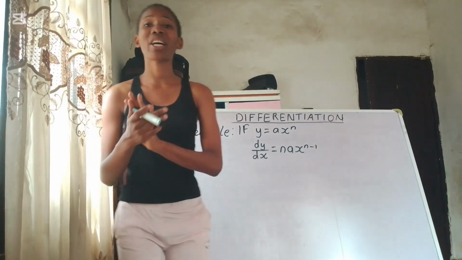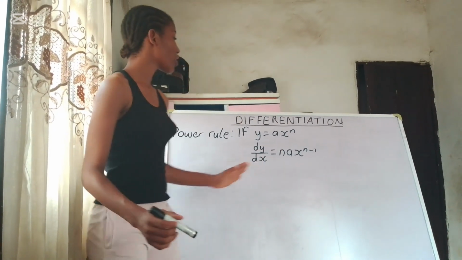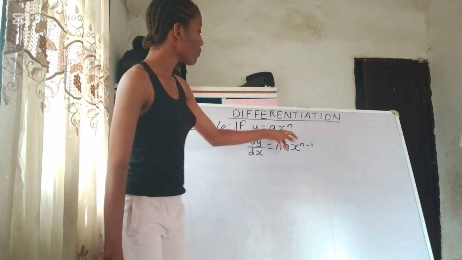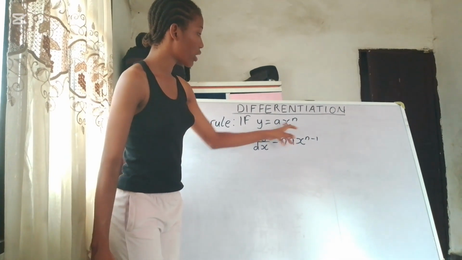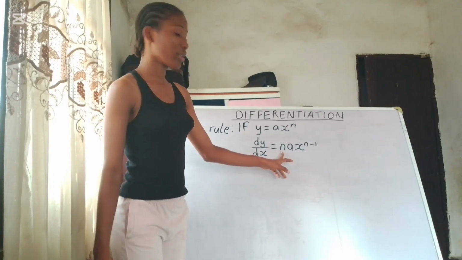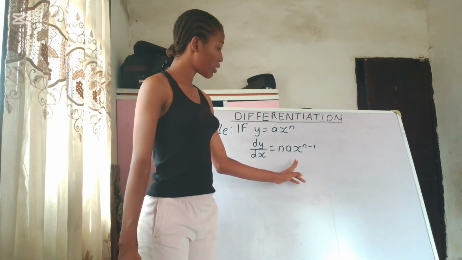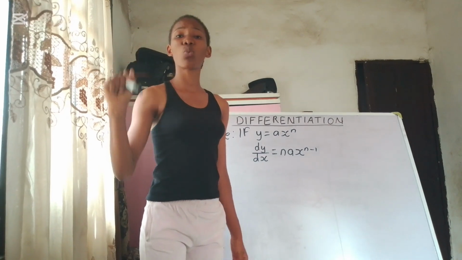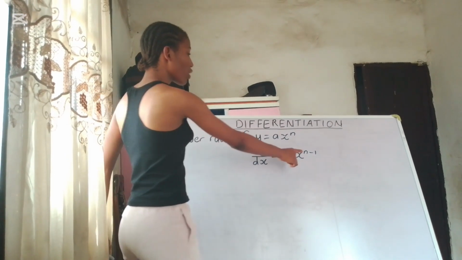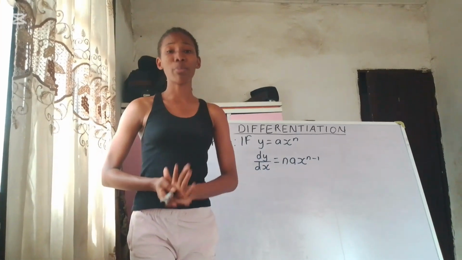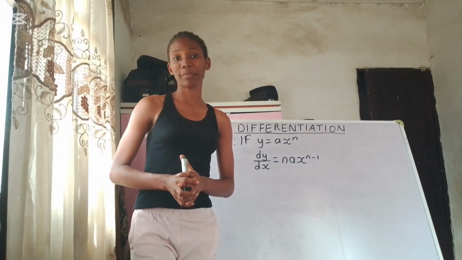This means that whenever you are differentiating, if you have a power of x, you simply bring down that power to the front. That's why this n came to the front here. So we have na. Then after bringing down the power, you subtract 1 from the power. So instead of n, we now have n minus 1. Let's take some examples to illustrate that formula.